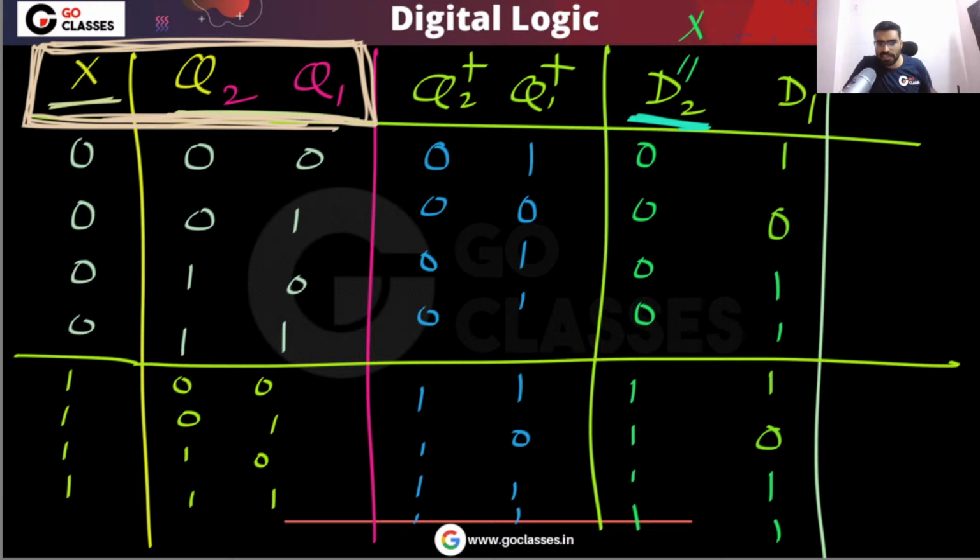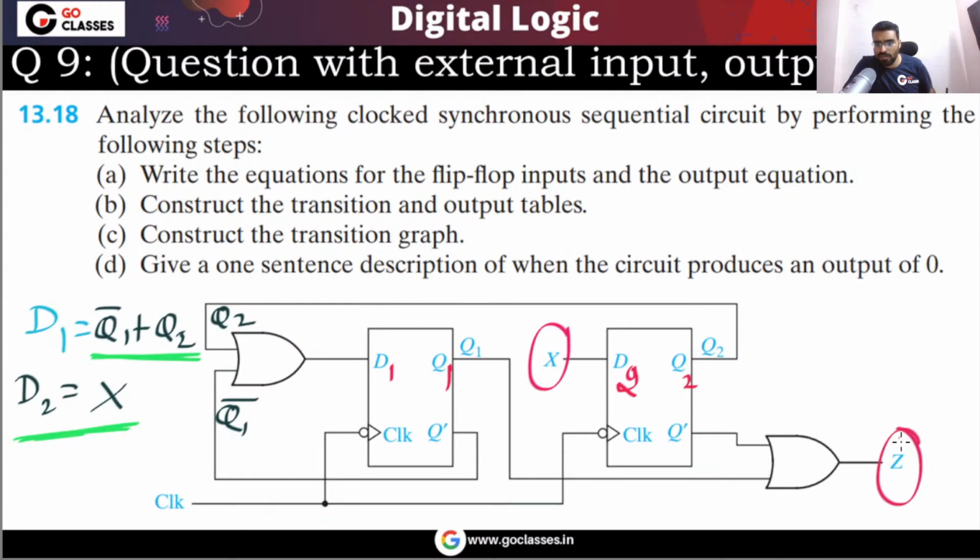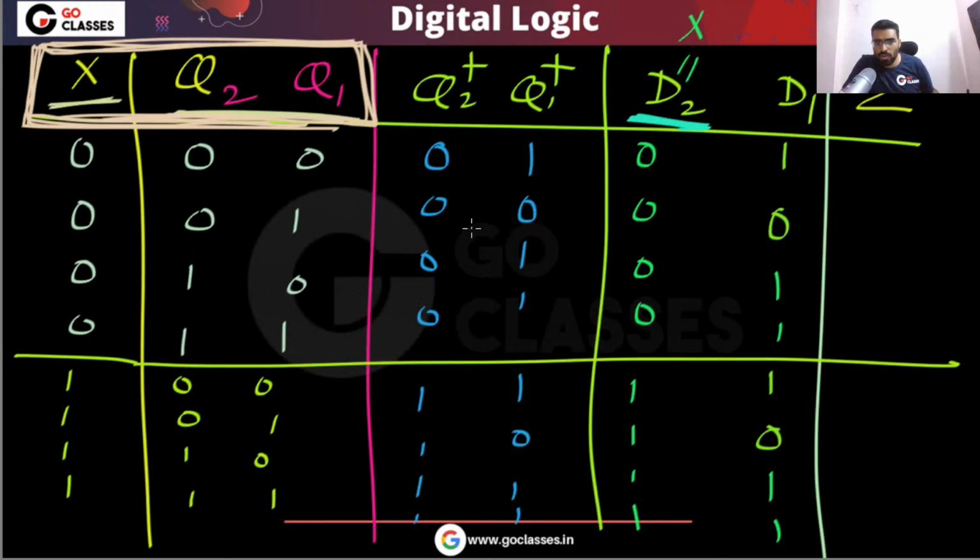You can very easily create the state diagram, but before that you also find out the output. What is this output? Can anyone tell me? This z, what is this z? This z is equal to q2 dash or q1. So first you find this z. Z is q2 dash or q1. So you have z also.